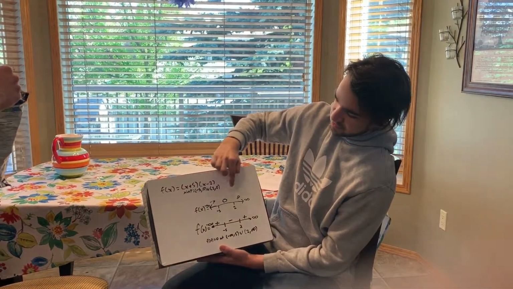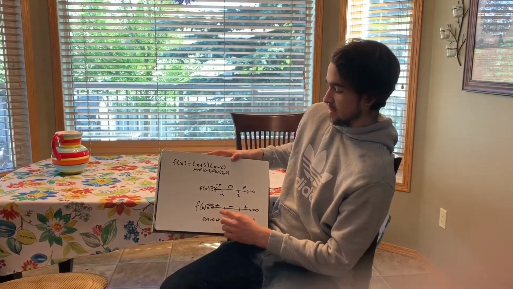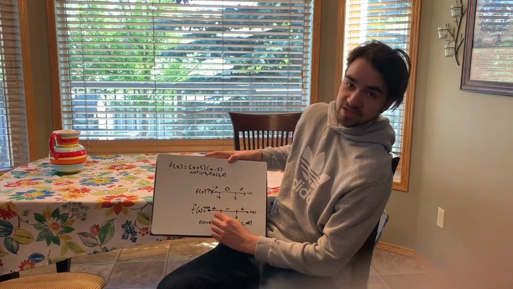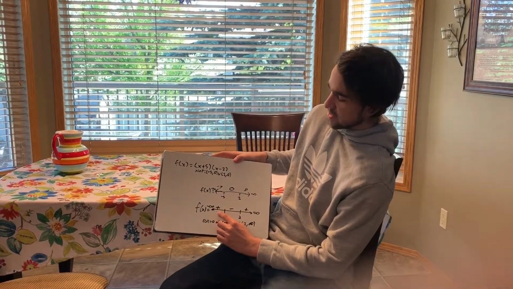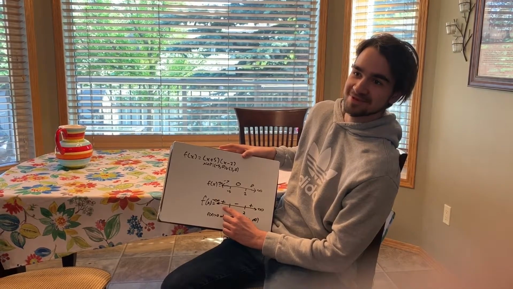When you plug these numbers in to your original equation, you'll get either positive or negative values. And that's how you know when your graph is above or below 0.